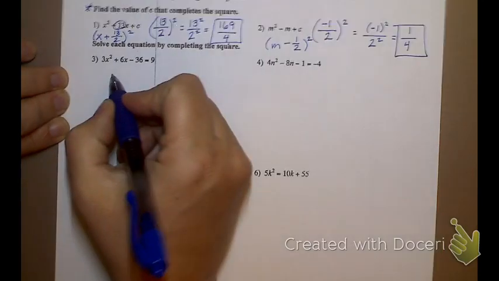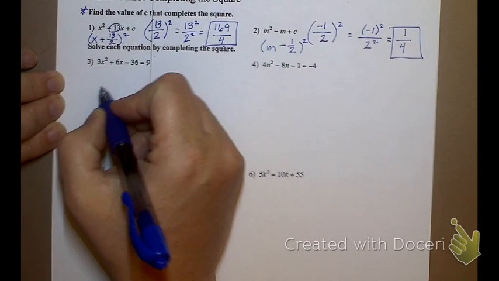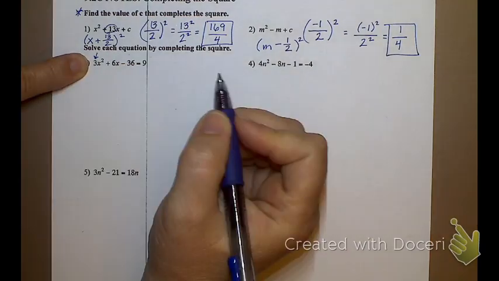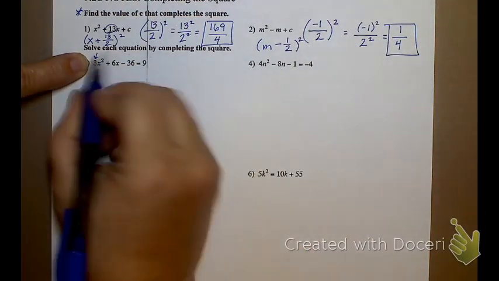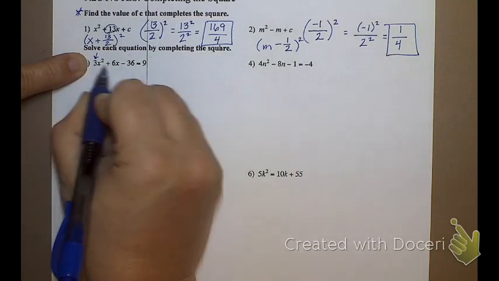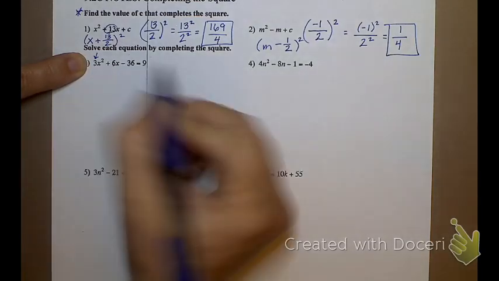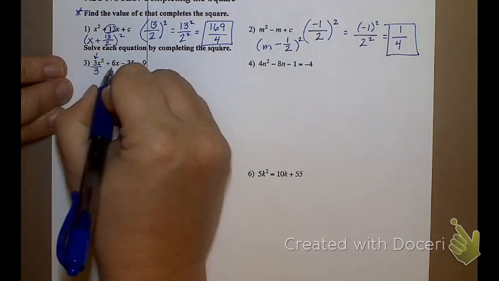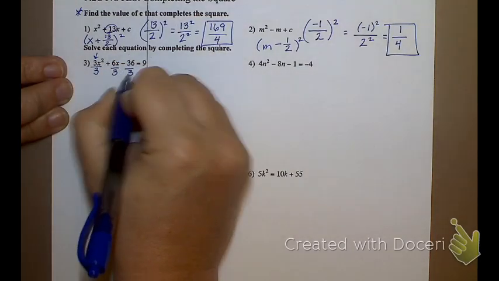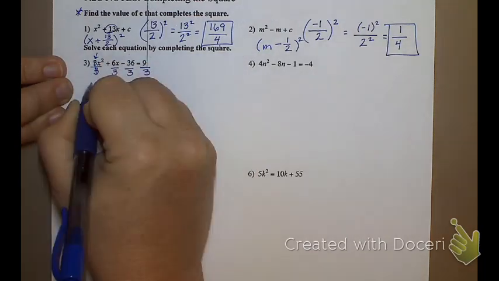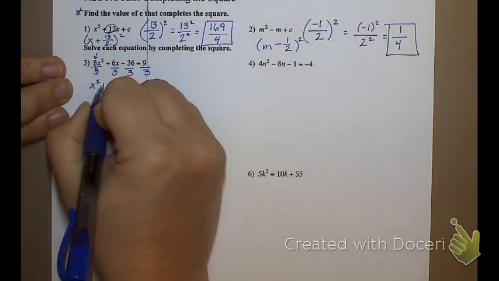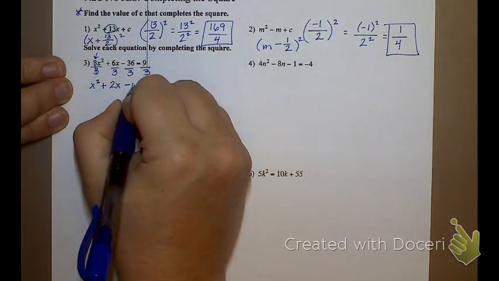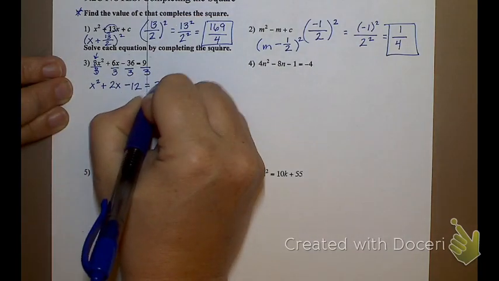All right. So, looky here. What do you notice? Well, first off, my A value is 3. That's where the issue's coming up here. Do you notice anything about 3, 6, 36, and 9? You can divide them all by 3. So let's start off doing that. That gives me x squared plus 2x minus 12 equals 3.